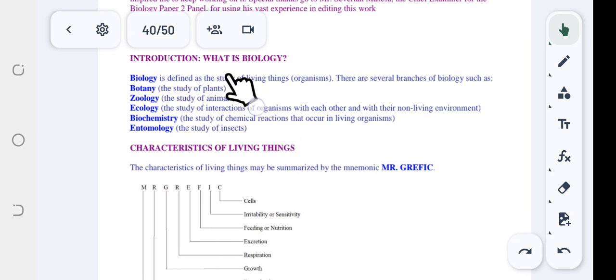So today we're going to have an introduction to biology. So what do we understand? What is biology? Biology is defined as the study of living things, or rather organisms.